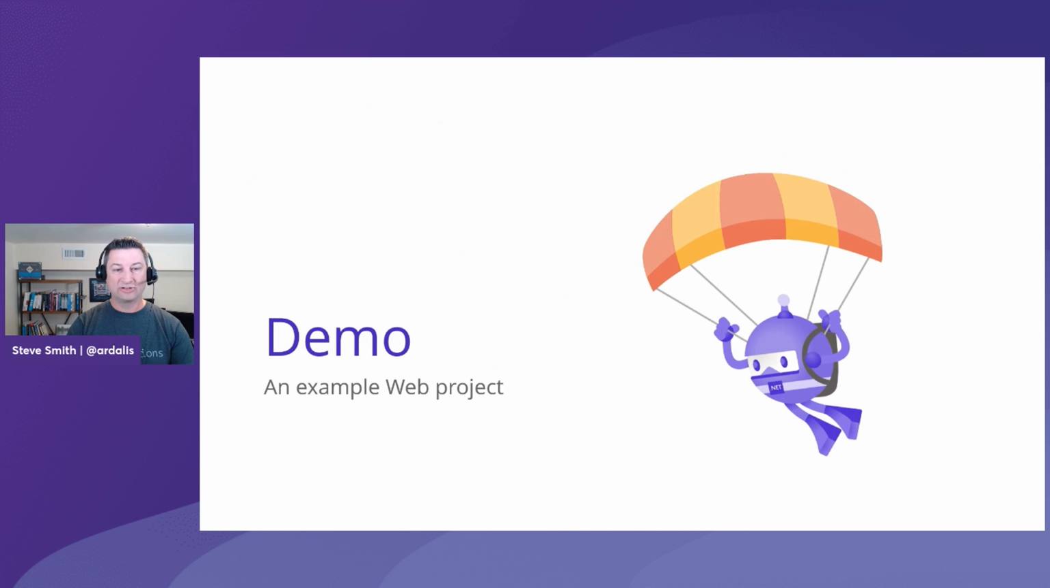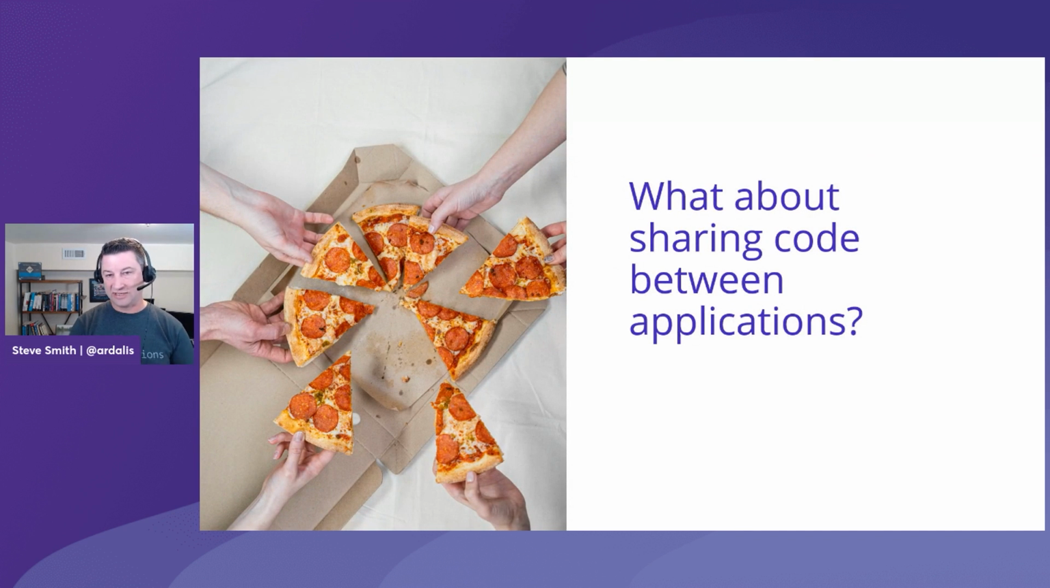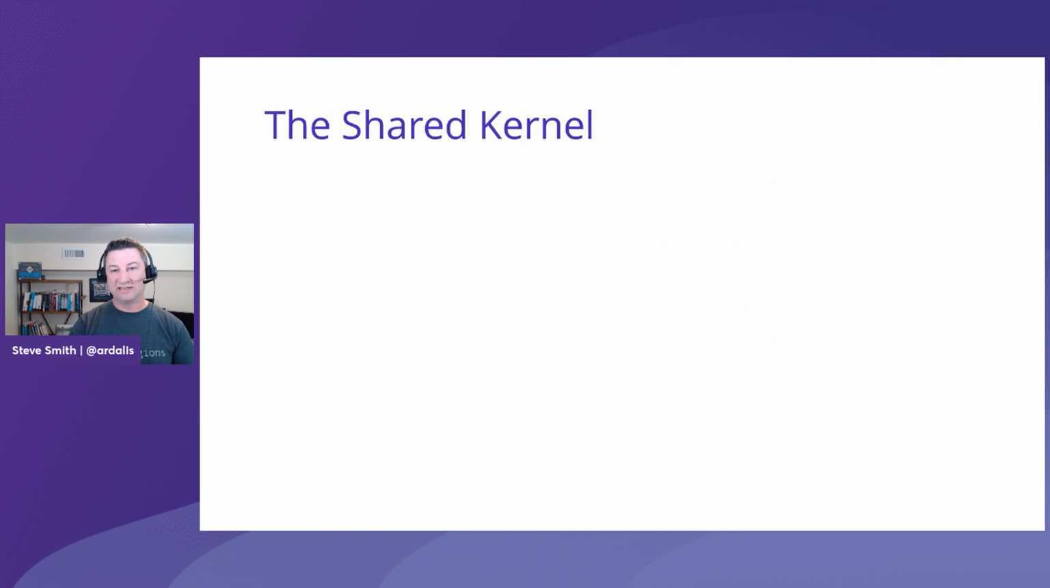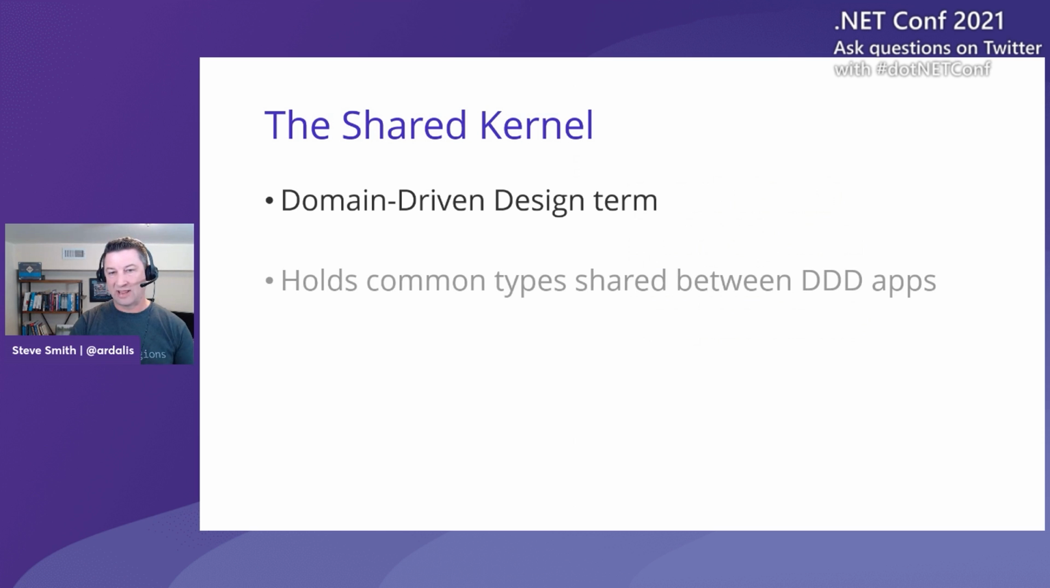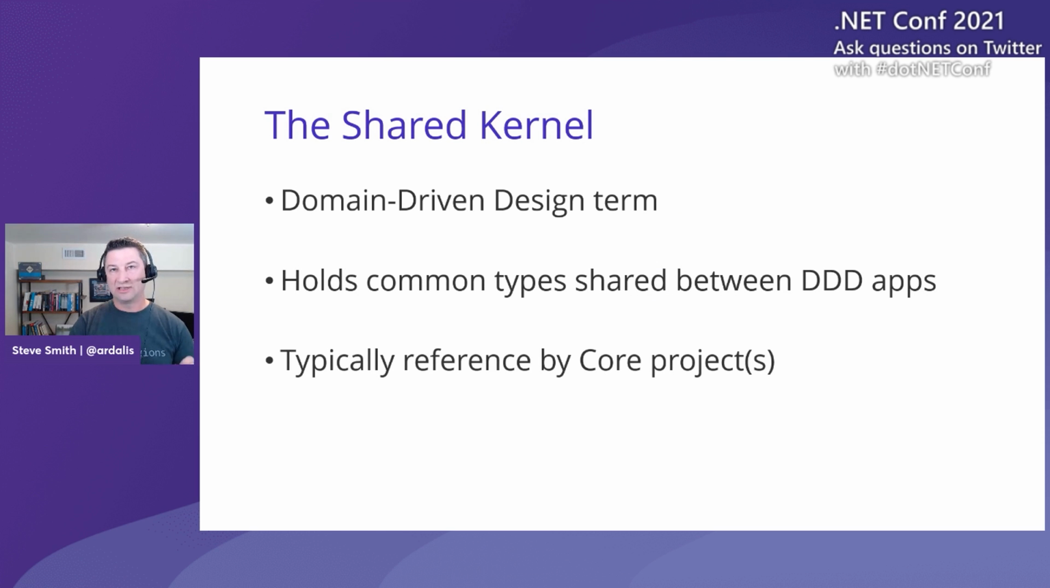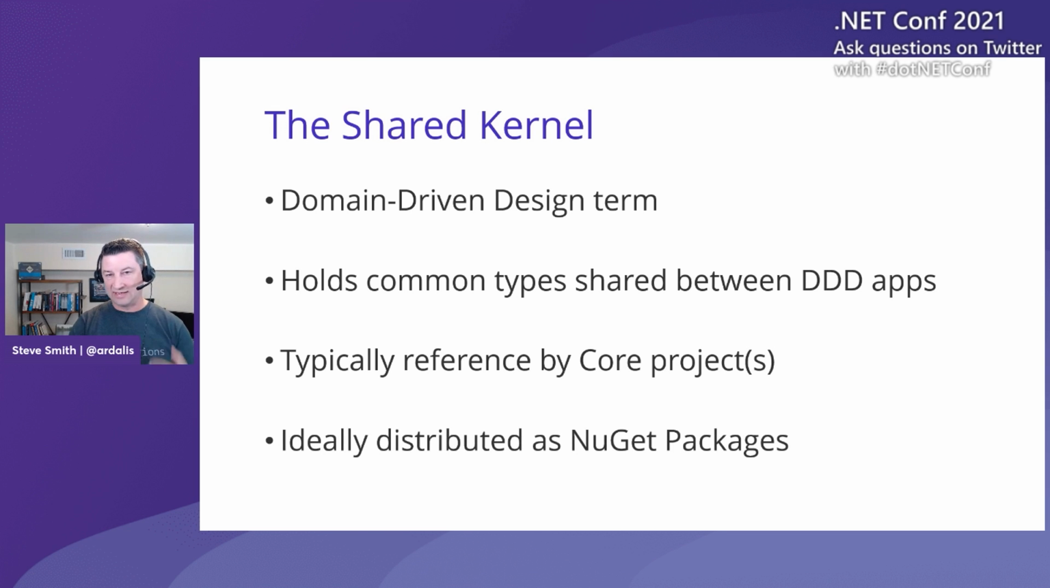All right, so then what about sharing code between applications? Well, for that, DDD uses this shared kernel term. And what it does is it holds common types that you want to share between your different apps. And they're typically referenced using your core projects and ideally distributed using NuGet packages.